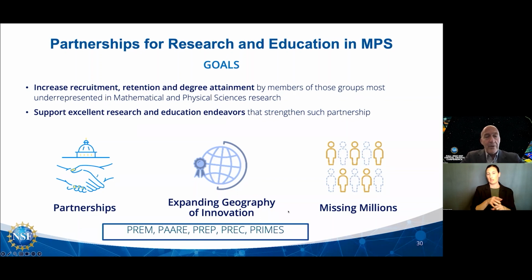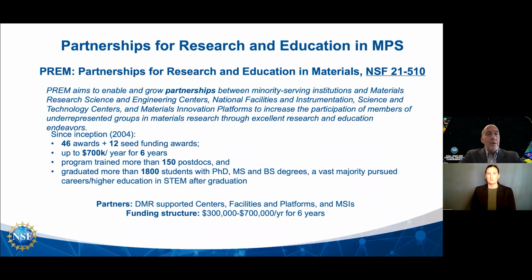And there's 5 acronyms down in the bottom in a box: PREM, PAARE, I don't know how you say that, PREP, PREC, and PRIMES, one for each division. So we'll go through those quickly, one slide at a time. All right, partnerships for research and education is PREM. So this is material science.